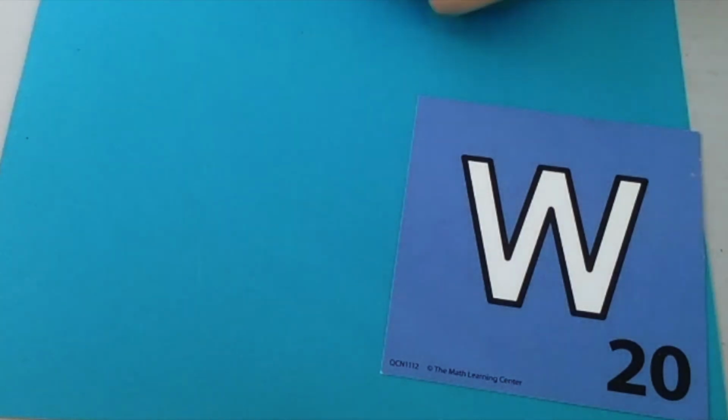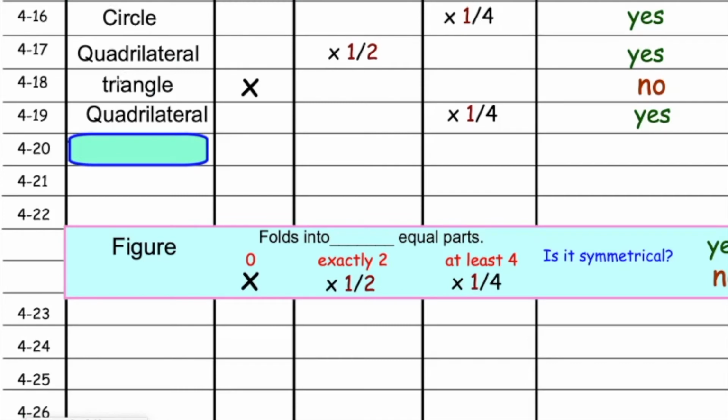So now let's fill in our observation chart. Now that we've worked with our shape, we can go ahead and fill in our observation chart. So today we discovered that our letter W was called a tridecagon, a shape with 13 sides, and that W could fold into exactly 2 parts, and those parts were in fact symmetrical.